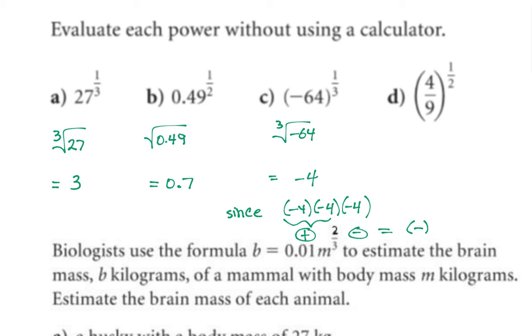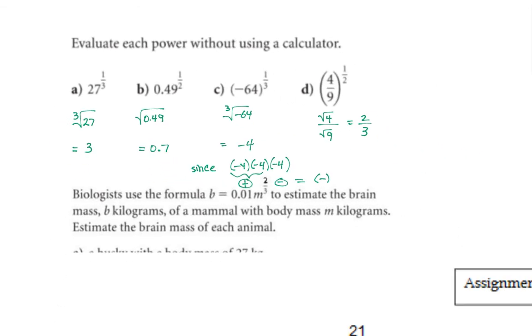And the last one, this is going to be the square root of 4 on top of the square root of 9. That's 2/3. So I went a lot quicker on those ones. Hopefully it's okay.